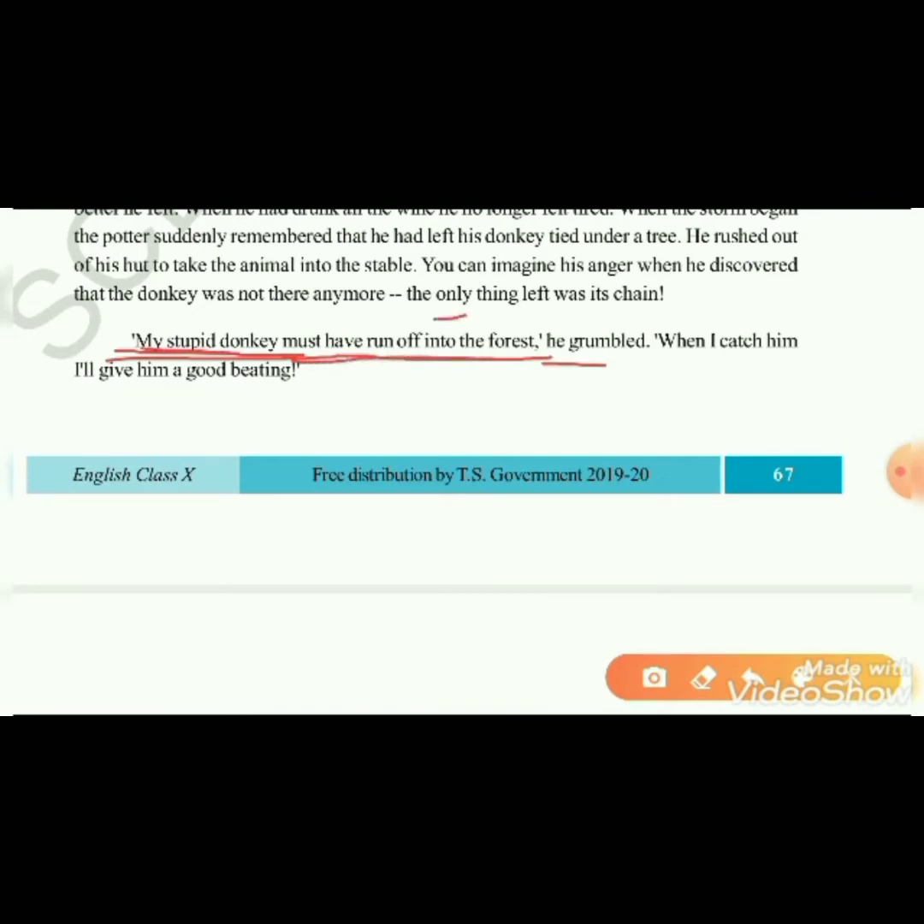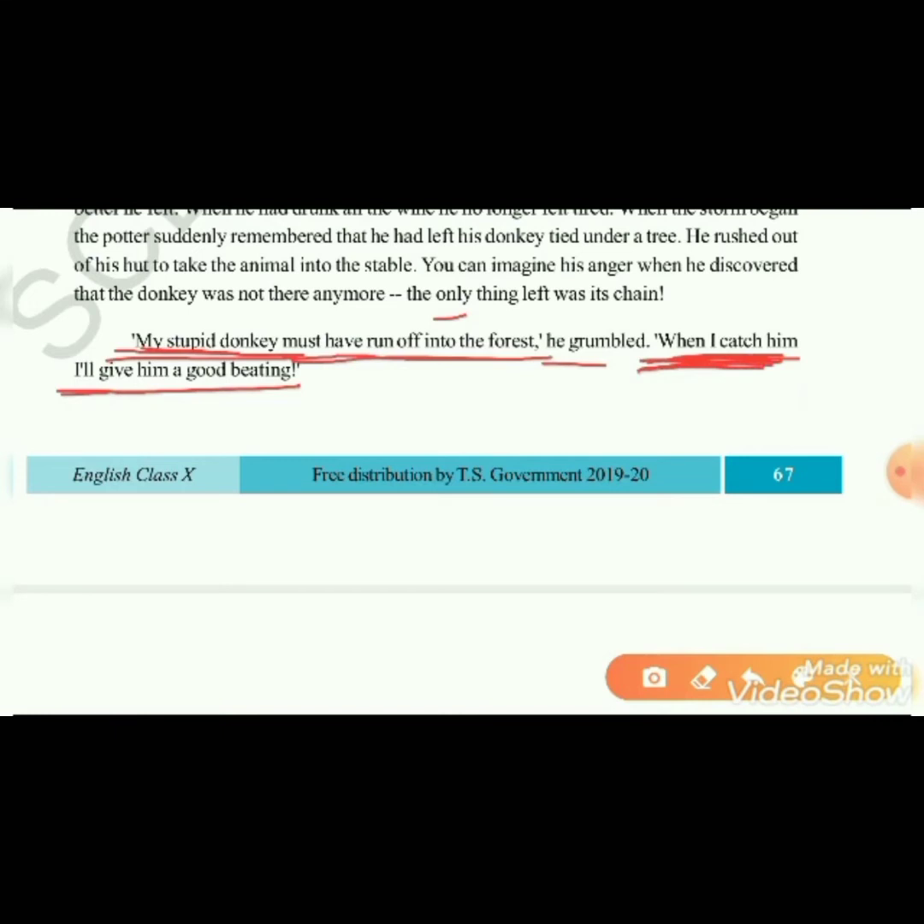My stupid donkey must have run off into the forest. See, run off is a verbal phrase. How did he call his donkey? Stupid donkey. Why? It ran away into the forest. And he grumbled. Grumble means simply to voice out something.